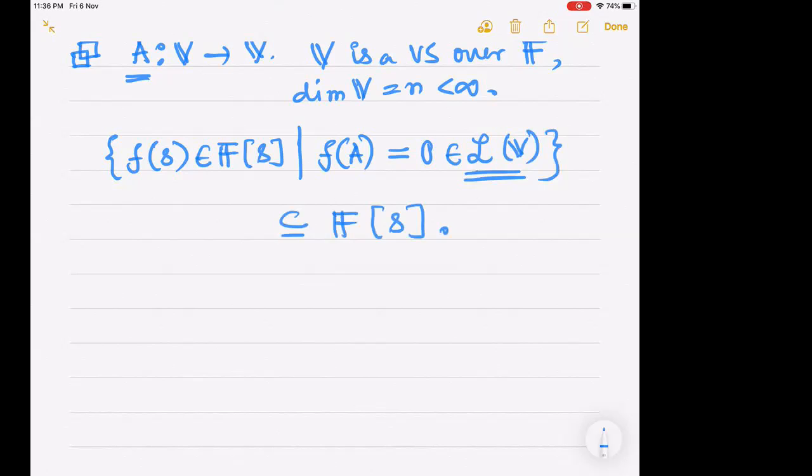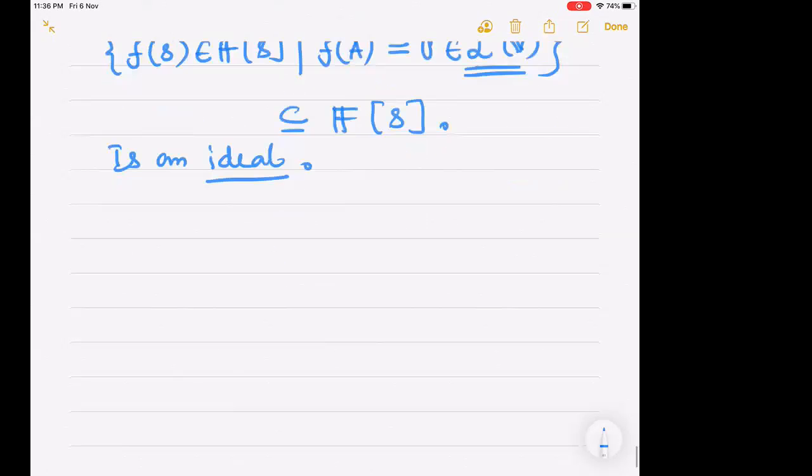So it's a non-empty set. What is so special about this? Well, just notice that this is an ideal. This is called the annihilating ideal of A. We call it N_A. Right? This is an ideal. Why? Check. So let us check that this is an ideal. What we have to check? The sum of two polynomials in the set must be in the set again. So suppose f1 is an annihilator.